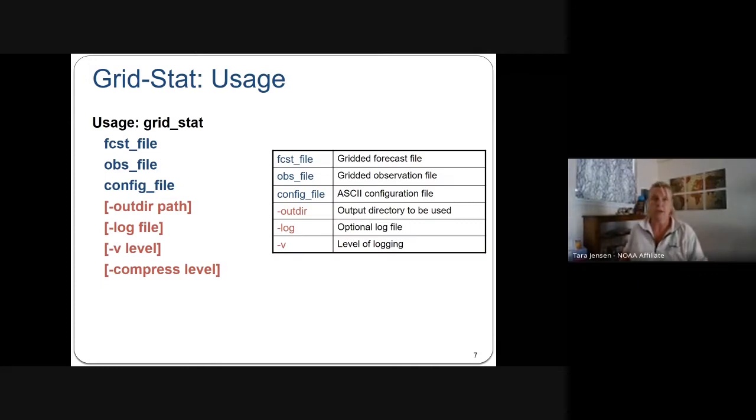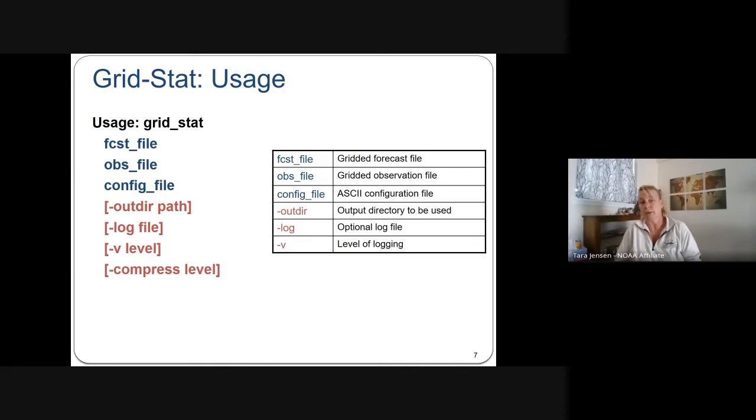Here's the usage. Like all of the MET tools, you would call it by the tool name, but with an underscore, so grid underscore stat, all lowercase. The forecast file, you pass that in, the obs file name, you pass that in. Both of those can have the paths to the file in it. It doesn't have to just be the file name, as well as the configuration file. You can specify where the output is written. The output naming convention is fairly specific, but there is the ability to modify or append the naming convention to make things more meaningful to what you're writing out.